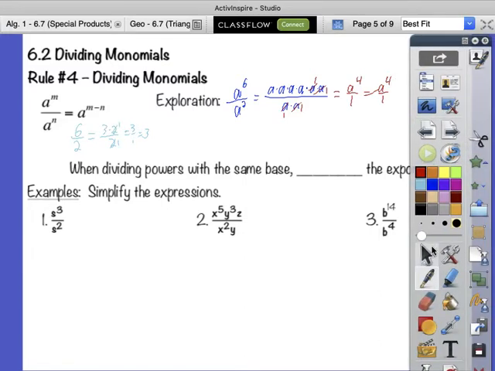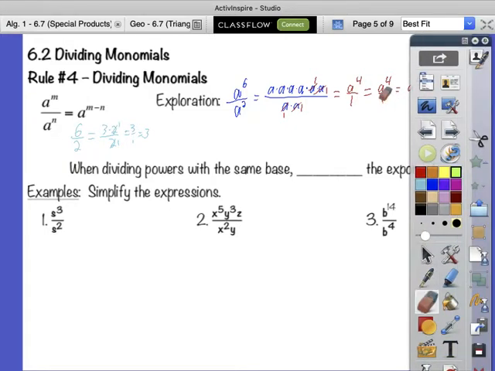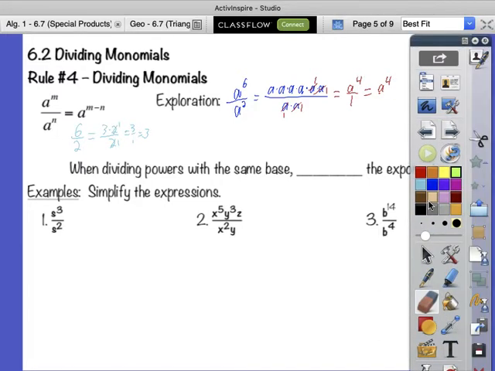Let me see if I can fix my pen there for a moment. Oh, that didn't erase what I wanted, but that's okay. So you end up having a to the 4th over 1, which is just a to the 4th. I guess I had that there a couple times, so I really didn't need that. There we go. That's better. So a to the 4th is our answer.